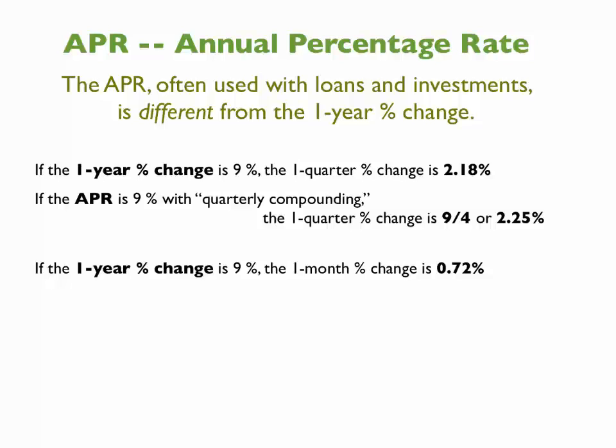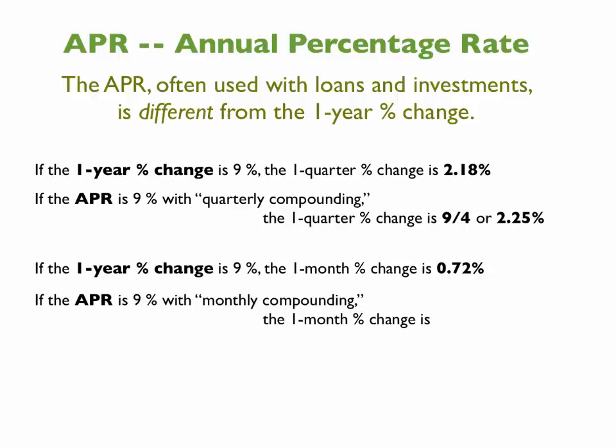Same thing with monthly. What did we say? If the yearly percent change is 9%, then the 1 month percent change we calculated is 0.72%. But with an APR of 9%, how would you find the 1 month percent change? Just divide by 12. And you get 0.75%.